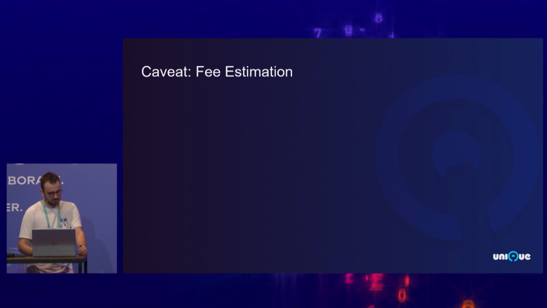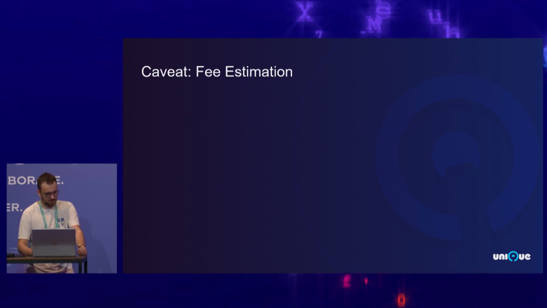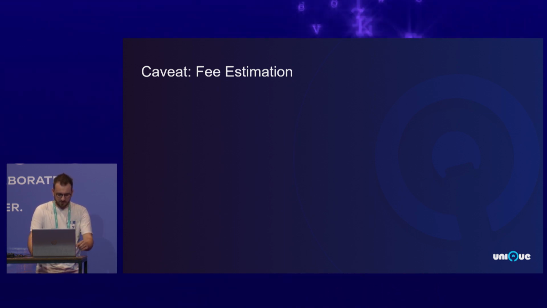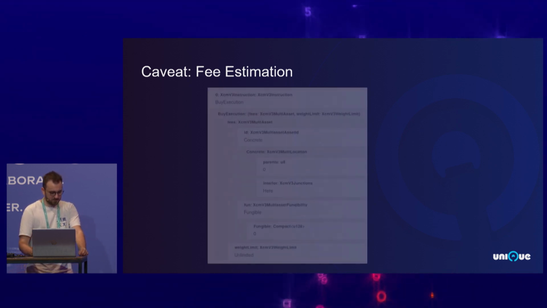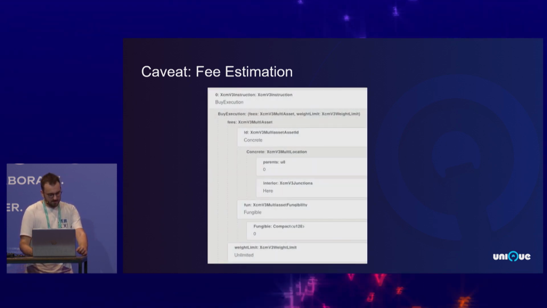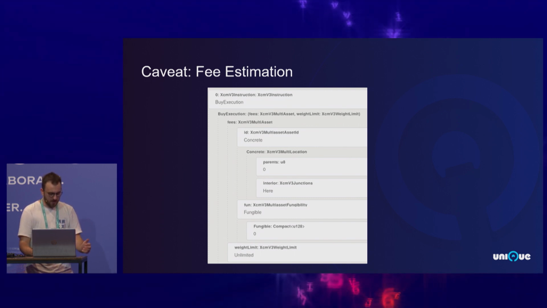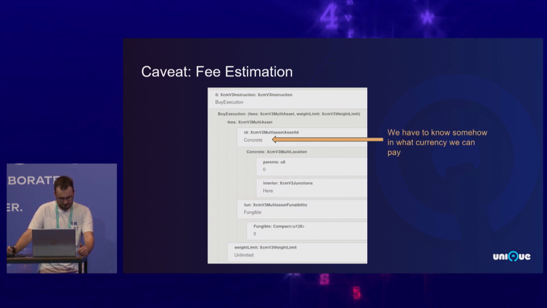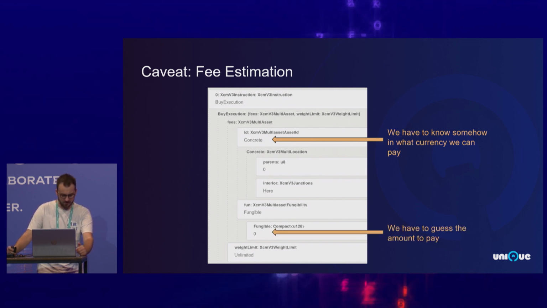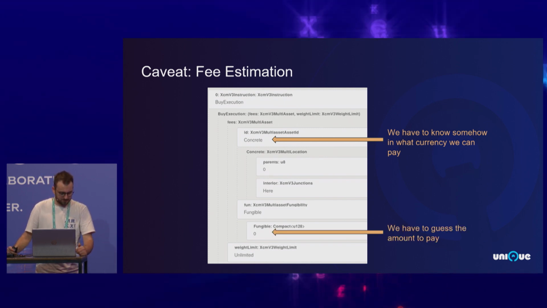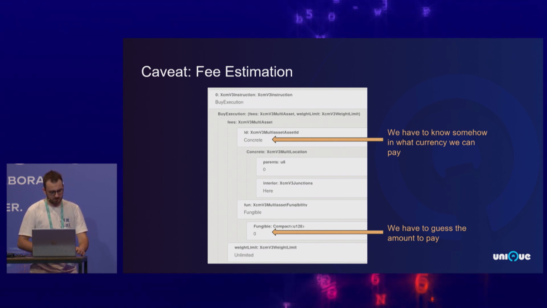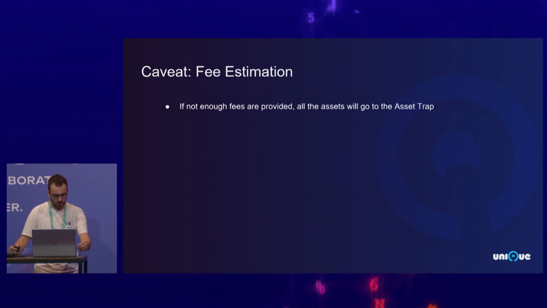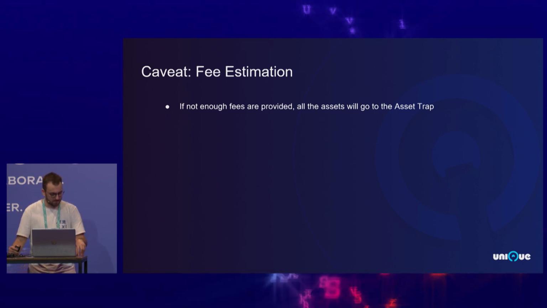To transfer a multi-asset between chains, we execute XCM programs on both the sender and the target chains. To execute a program on the target chain, we must pay for the execution. We do that using the buy execution instruction. The caveat is that we have to know somehow in what currency we can pay. And currently we cannot estimate the fees we have to pay to ensure our program will be executed. It is an issue for NFT transfers because if we send not enough fungibles alongside our NFT, all our assets will be trapped, including our NFT, which could be subjectively very valuable for us.